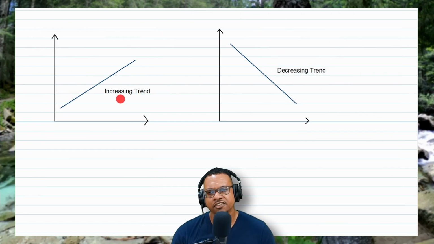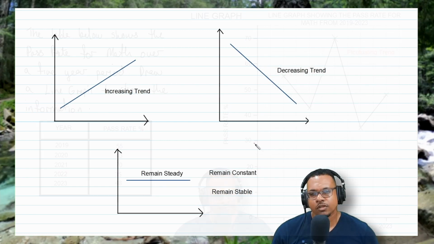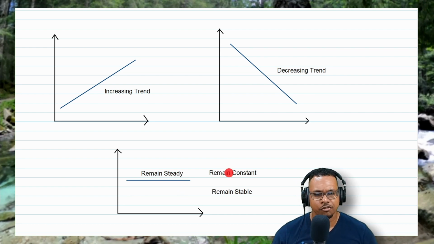So I just wanted to look at the increasing and decreasing trends separately. So as you go from left to right on the x-axis, if the line is going upwards, that's an increasing trend. And as you go from left to right on the x-axis, if the line goes downwards, that's a decreasing trend. And of course, if you have a pattern like this where it goes down and then up and then down and then up, that's a fluctuating trend. All right, so let's highlight here that this is a fluctuating trend. Now, one more trend I'd like to look at is the horizontal line. So if you have a horizontal line, we can describe that by saying remain steady, remain constant, or remain stable.